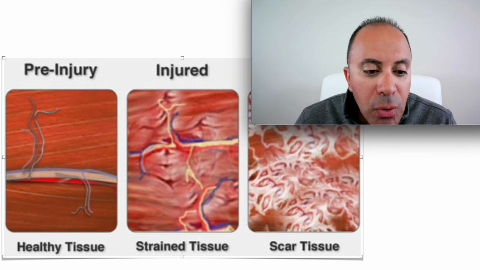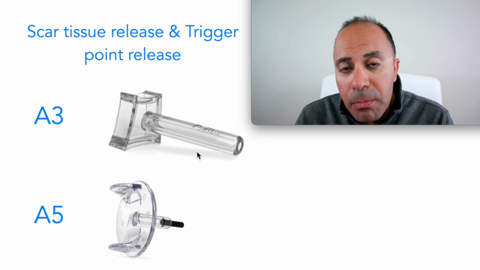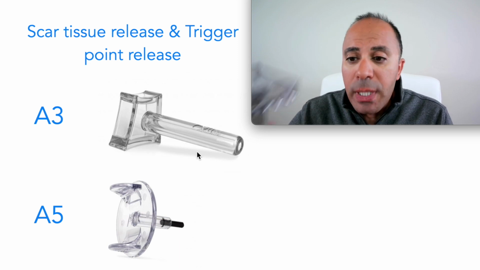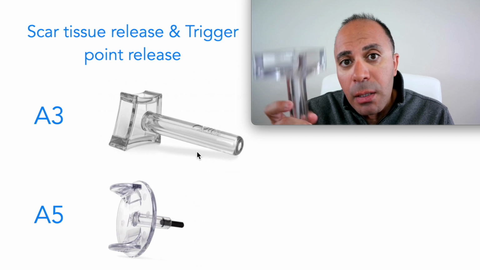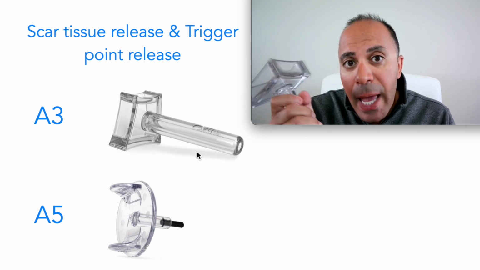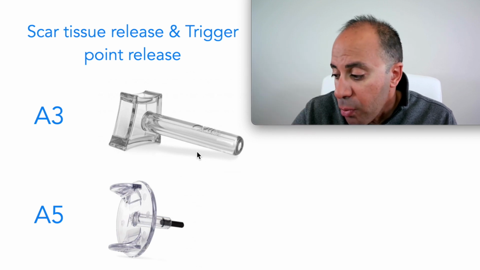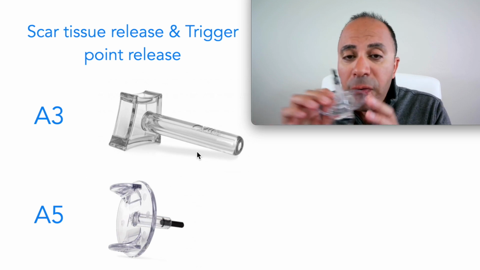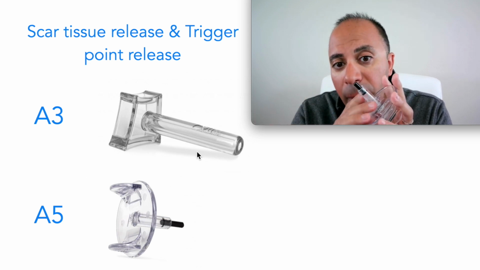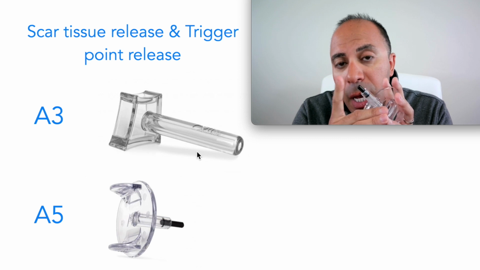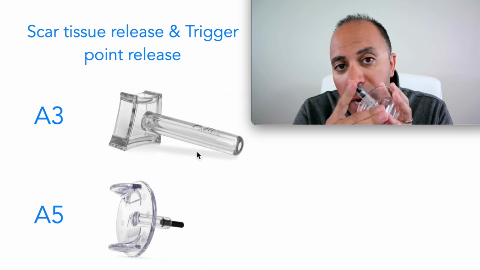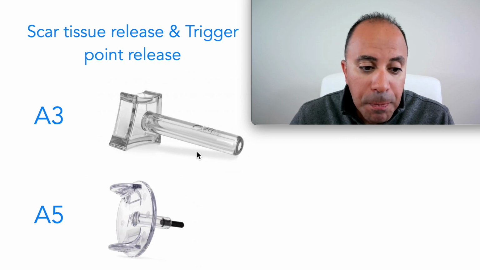So we have to work on the superficial and deep scar tissue. What I personally use is A3 to release and break the superficial scar tissue, and then I use the A5 to really go deep enough to break the deep trigger point scar tissue and release the fascia restrictions.